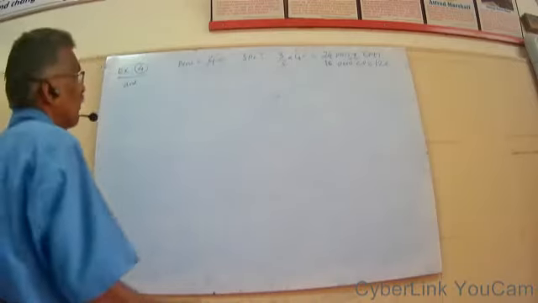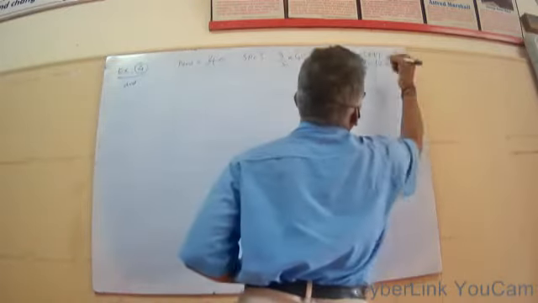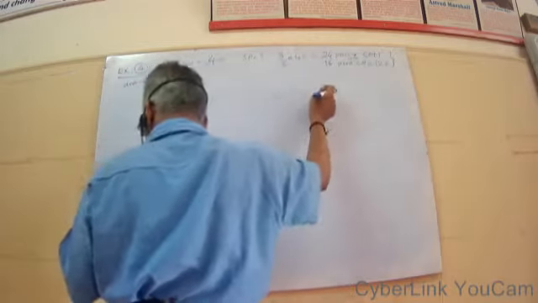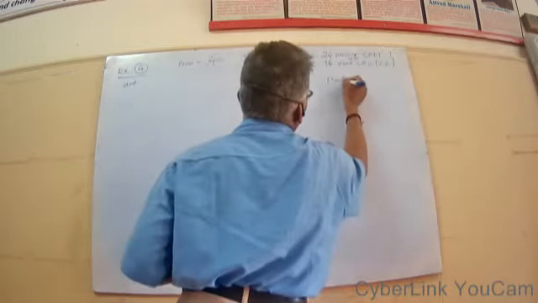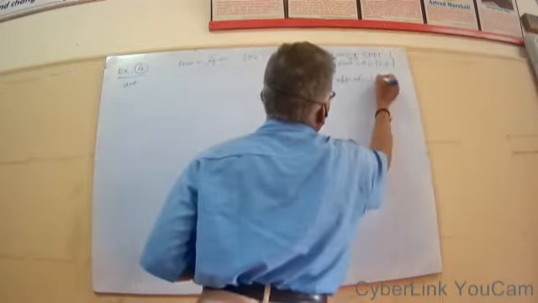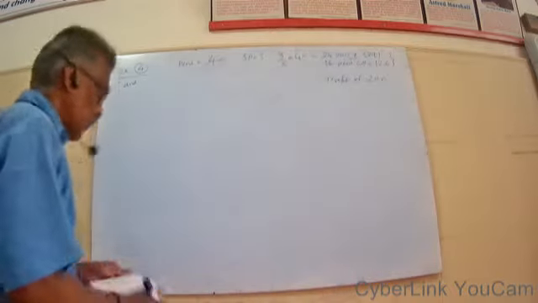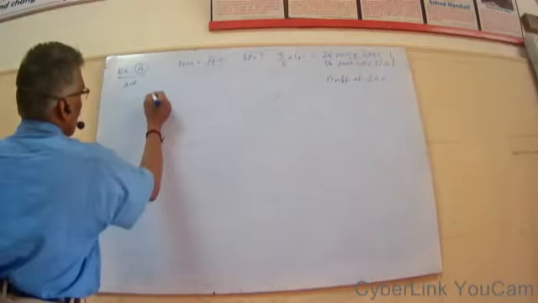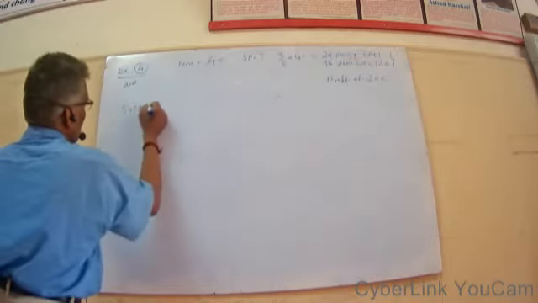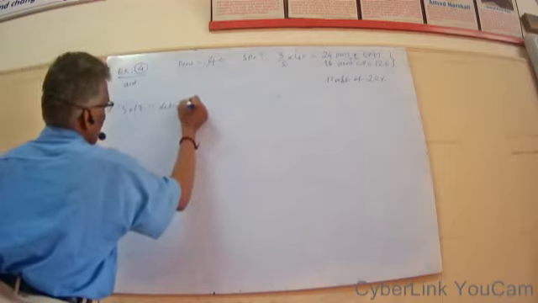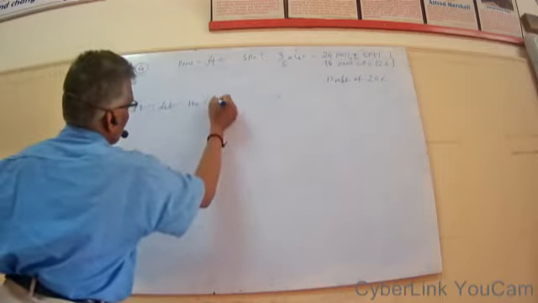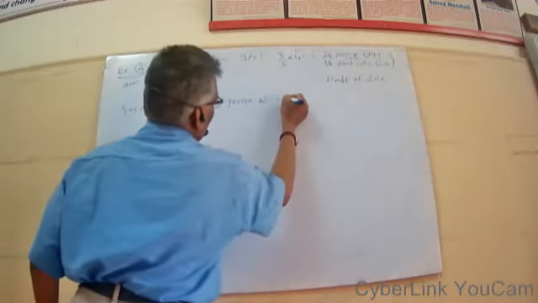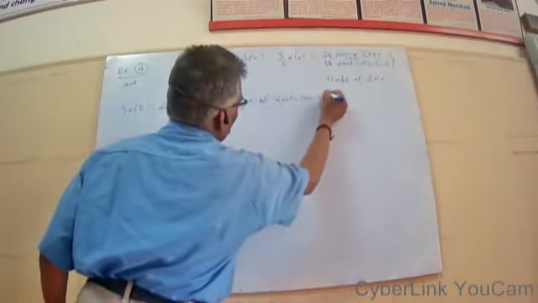Find the cost price. As a whole, by these two together, means these two together made a profit of 20%. Find the cost price. Let the cost price of each pen equal to x. Each pen equal to x.